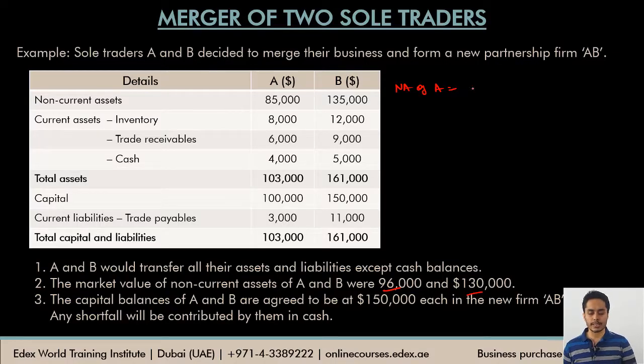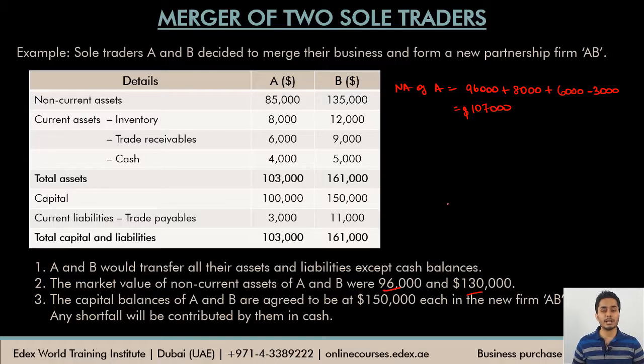So for non-current assets, we will take the market value of 96,000 plus inventory of 8,000 plus trade receivables of 6,000 minus trade payables of 3,000. Liabilities are always deducted to arrive at the net assets. So if you take a total here, we would get 107,000. So this is the value of net assets contributed by A to the new firm AB.